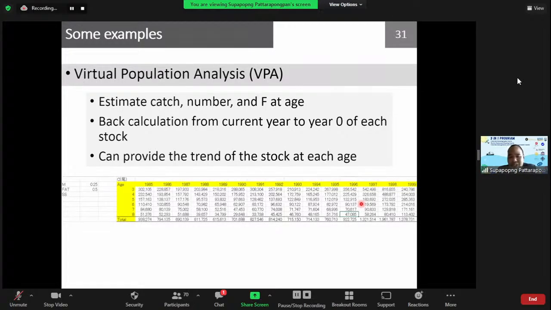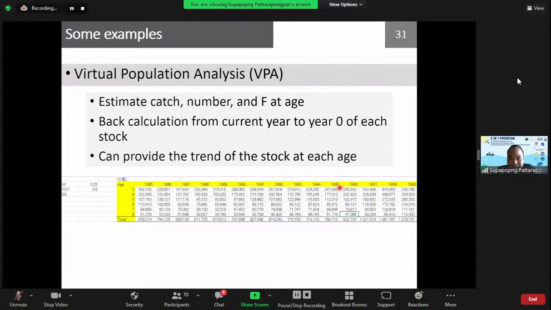So this is the beginning information. We have catch in number of fish. This is one particular fish. I got this information from Japan fisheries. They have 6 ages of the fish, from age 3 until age 8, from 1985 until near the 2000s.